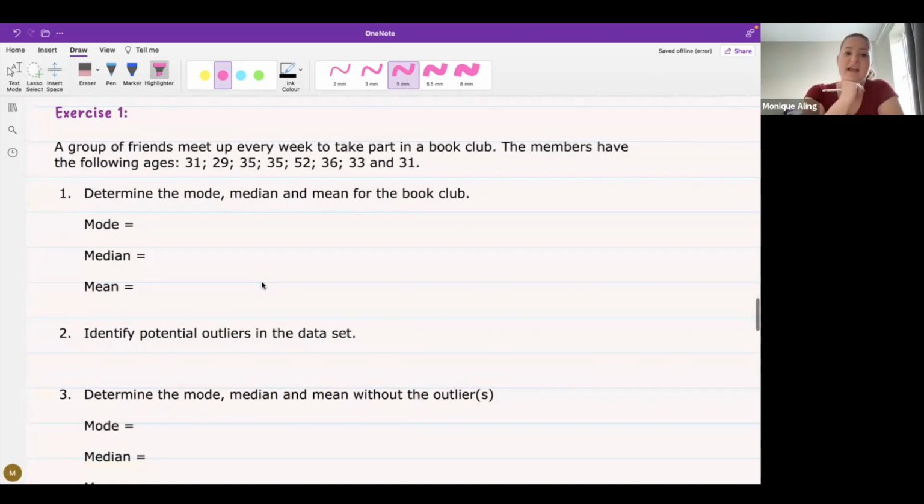So it says, a group of friends meets up every week to take part in a book club. The members have the following ages: 31, 29, 35, 35, 52, 36, 31, 33 and 31. Determine the mode, median, and mean for the book club. Okay, I'm going to ask you guys to quickly do that.